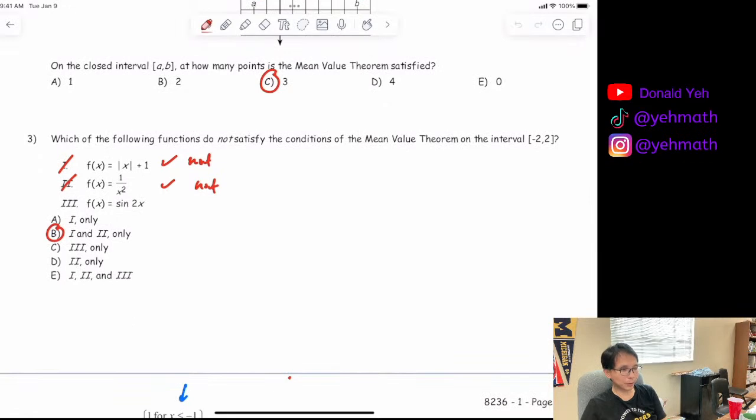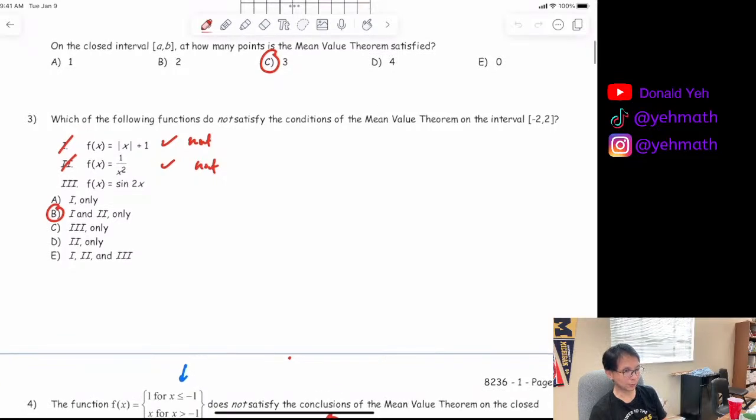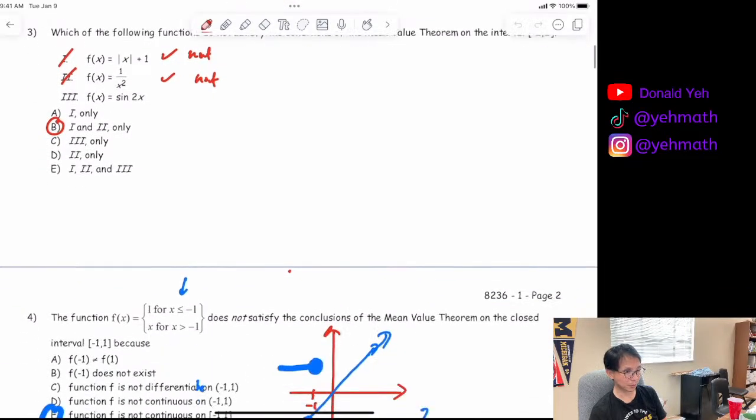Number 3. 1 and 2 is not here, because of absolute value and x equal to 0, because they are not qualified for the mean value theorem, because one's not differentiable, one's not continuous.